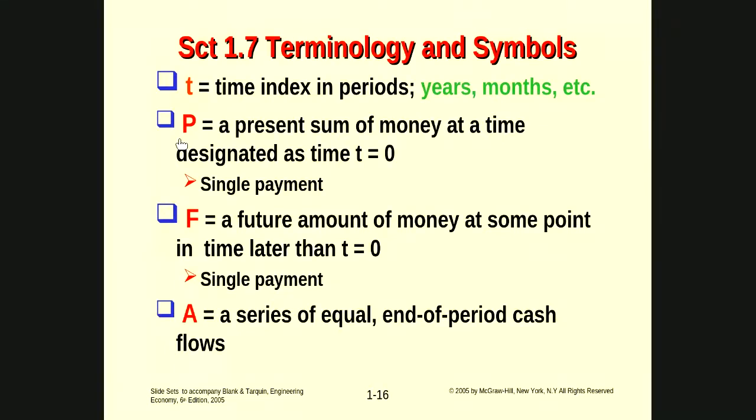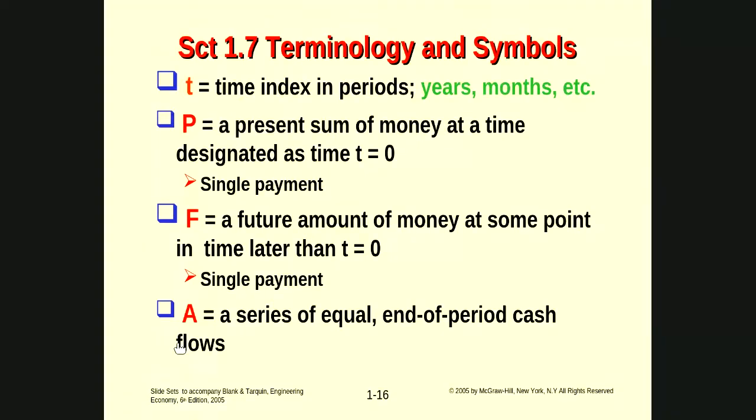F means the future, and A, we call it annual, but it is a series of equal end of period cash flows. What does that mean? A repeated value in fixed periods. This is the simplest way to explain it. Repeated exact value in a certain exact period. This period could be years, it could be every 2 years, or every 6 months. We consider that with the same terminology.